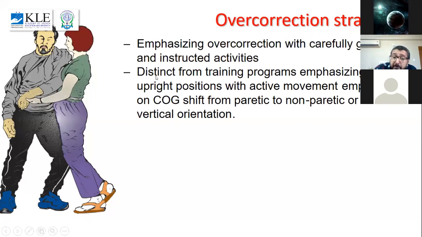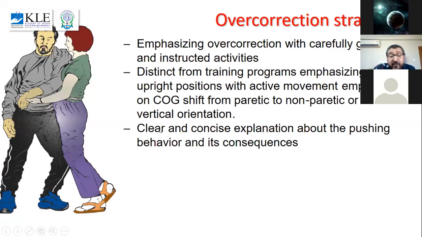it is a distinct program that is away from the usual one, where the earlier one was asking the patient to move the COG towards the non-paretic side or towards a vertical orientation. So this is a distinct program. I'll come to that as it goes.